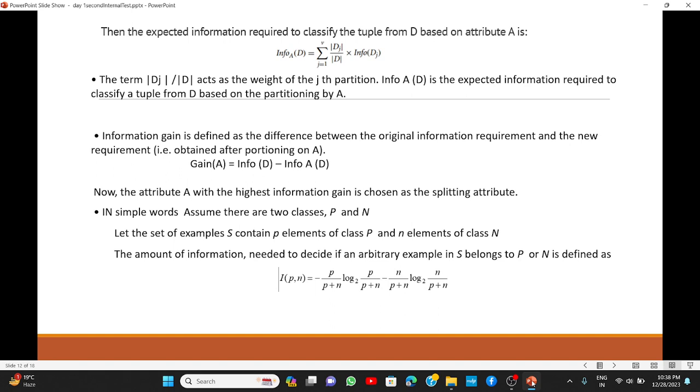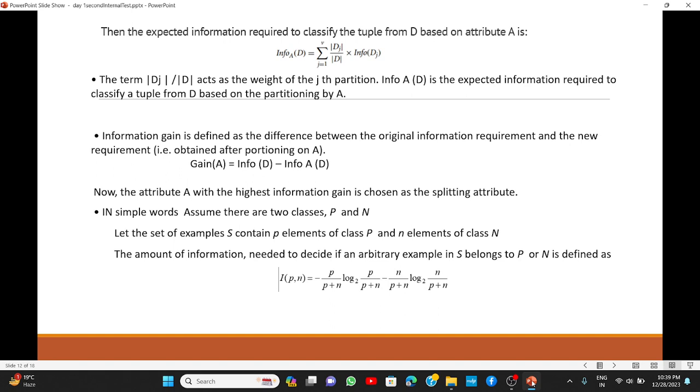Information gain is defined as the difference between the original information requirement and the new requirement, i.e., obtained after partitioning on A. Gain(A) = Info(D) - Info_A(D). Now the attribute A with the highest information gain is chosen as the splitting attribute.